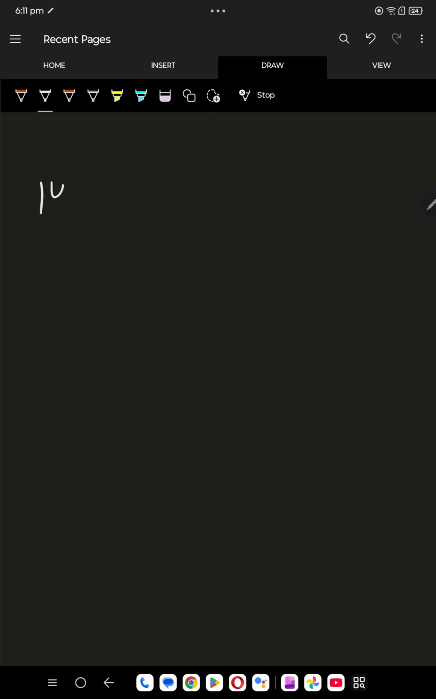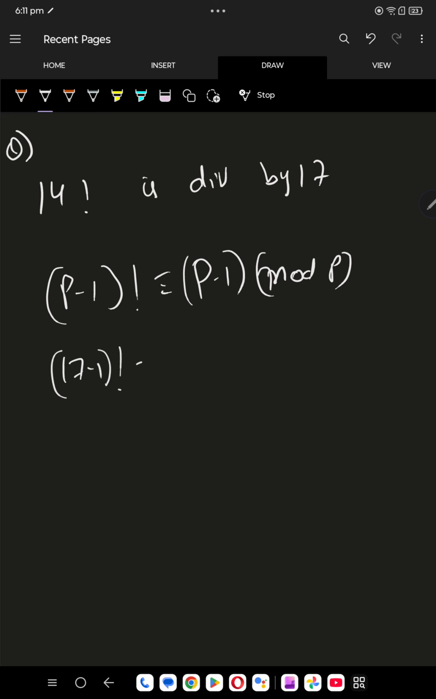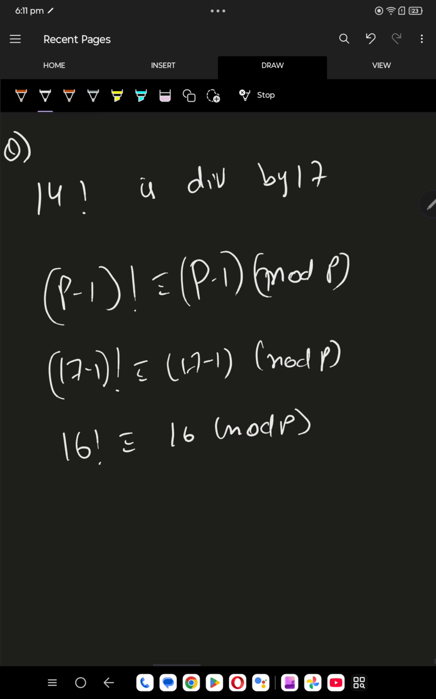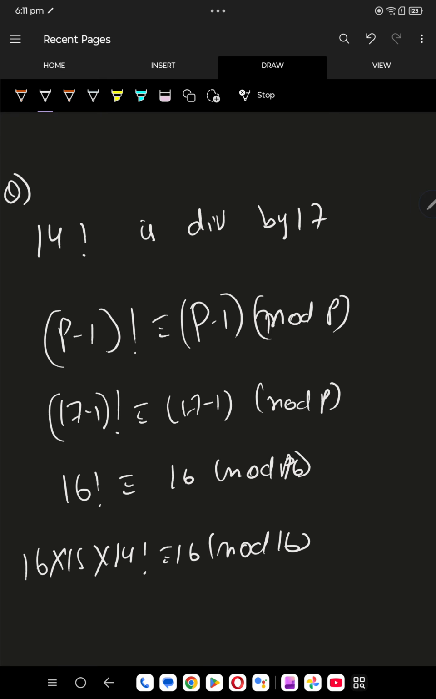Next question: the remainder when 14 factorial is divided by 17. What is the formula? (p minus 1) factorial is congruent to p minus 1 mod p. Here p is 17. So (17 minus 1) factorial is congruent to 17 minus 1 mod 17. So 16 factorial is congruent to 16 mod 17. We want 14 factorial, so 16 into 15 into 14 factorial is congruent to 16 mod 17.